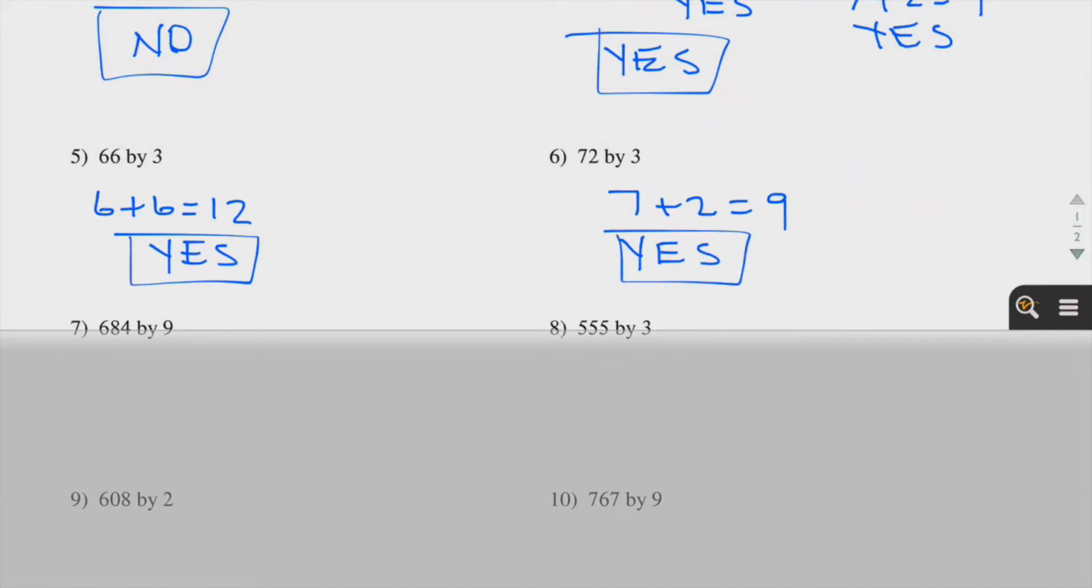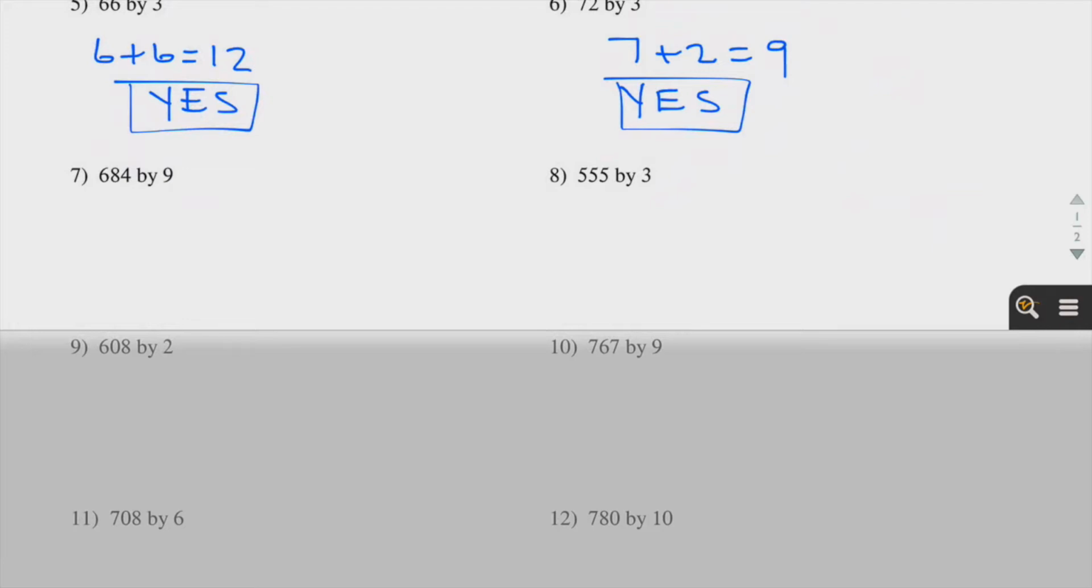In some cases, it's easier to check whether 3 goes into a number this way. Looking back on number 5, if you don't have a lot of experience, it might be a little more difficult. If you can't do it right away, sometimes it's easier to do 3 into 12 than it is 3 into 66. So that's why these rules are sometimes easier to use.